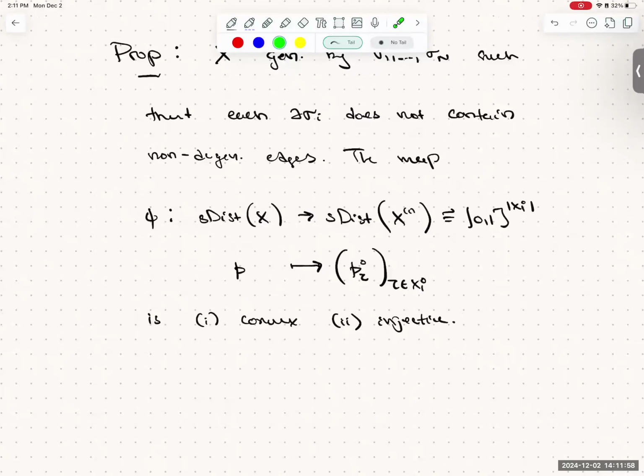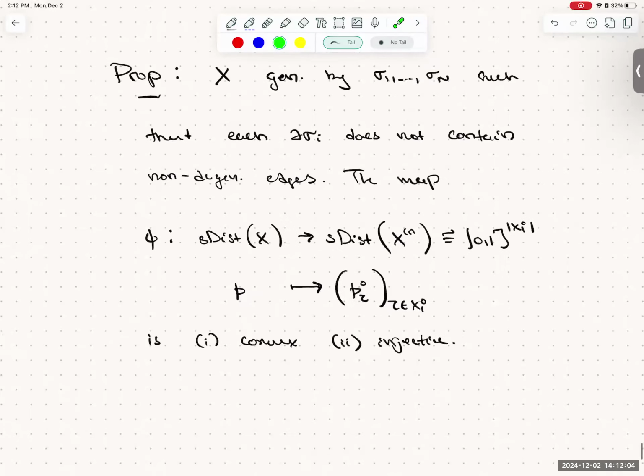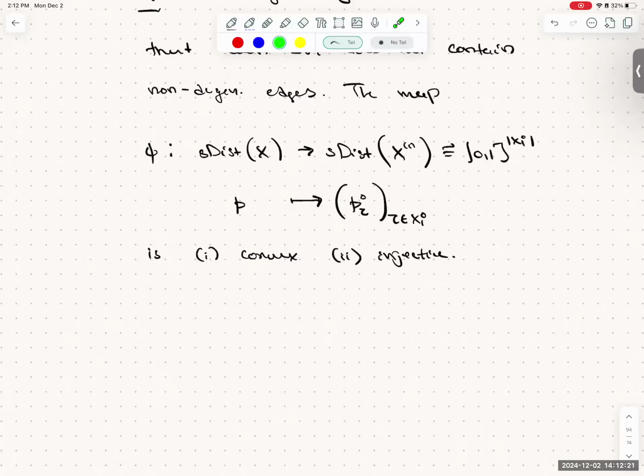Okay, so let's just unpack this real quick. All that we're saying is that if you have a two-dimensional simplicial set generated in this particularly nice fashion, then we can think of the set of simplicial distributions, which is a convex set. In fact, it's a polytope, but using the natural embedding, using these probability coordinates, the ambient dimension could be different. Essentially, we're defining this map, and this map is convex and injective. So if this set is a convex polytope, then the image is also going to be a convex polytope.